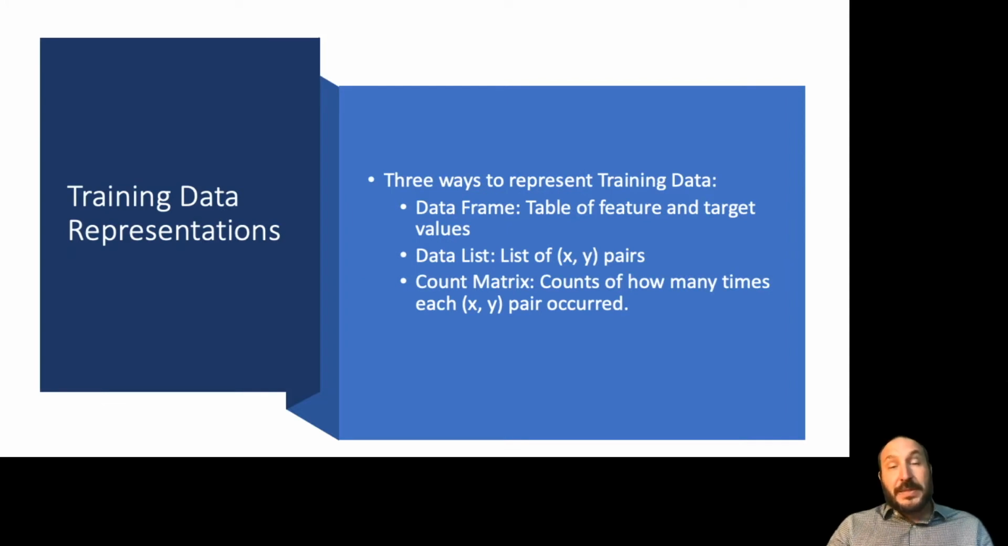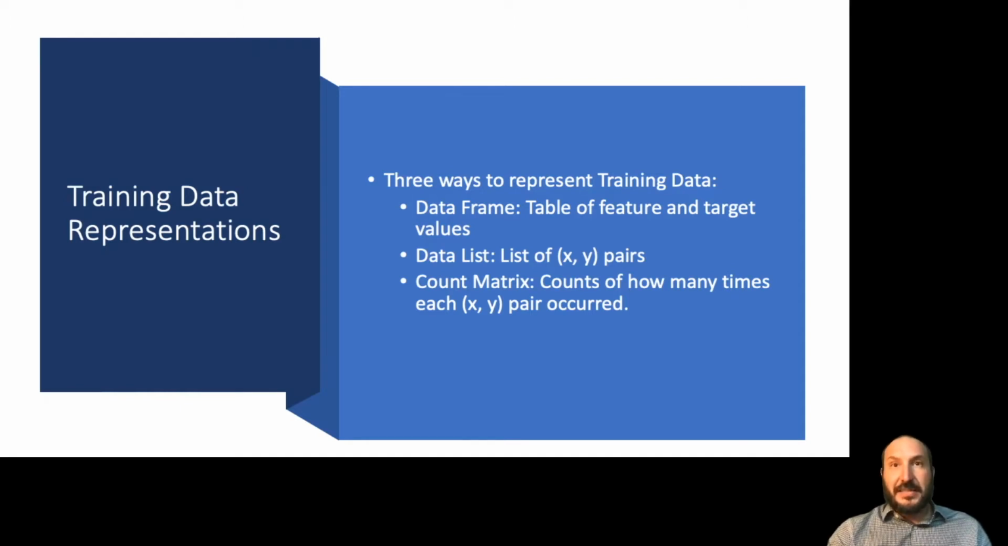And so there are 3 ways to represent training data that we're going to talk about in this video. The first is called the data frame. This will probably be the most familiar one to people. That's where we have a table of our feature values and our target values. The second is what I'll call a data list, just a list of XY pairs. And the third is called the count matrix. This might be the less common one that fewer people have seen or thought about. And that's where we're going to actually count how many times each XY pair occurred.